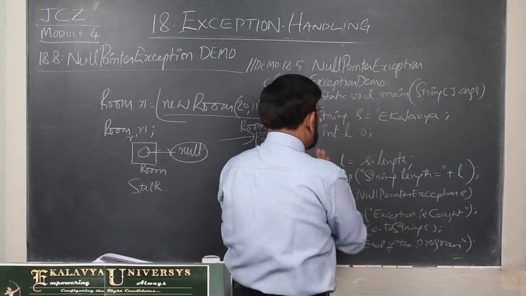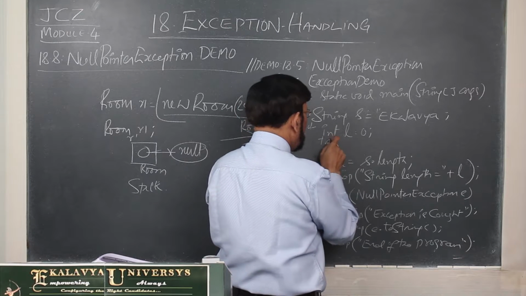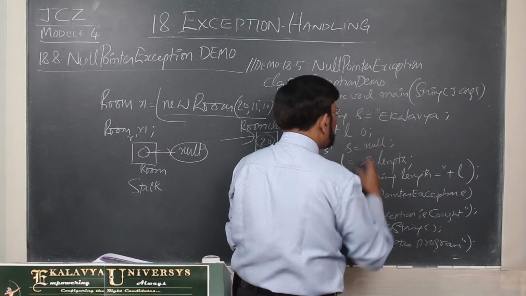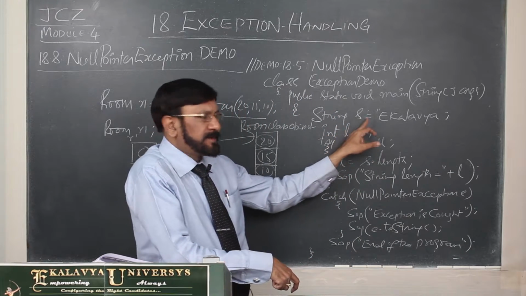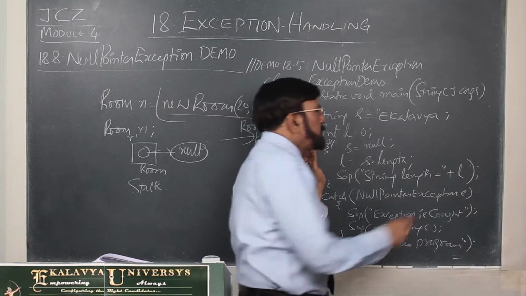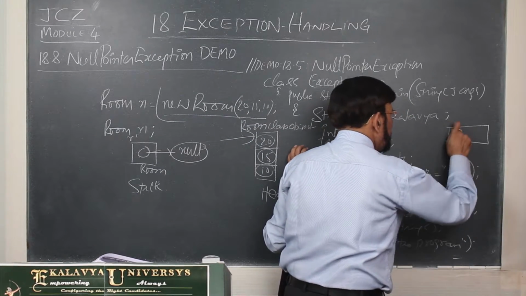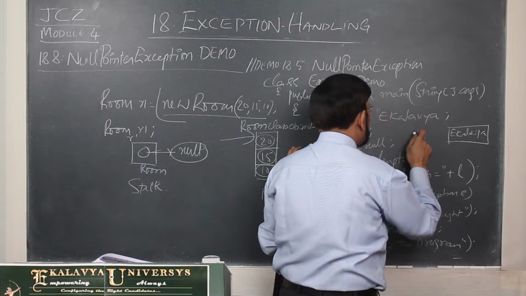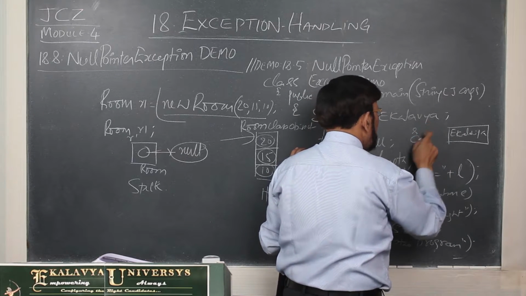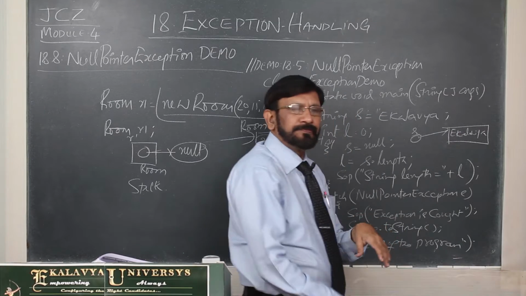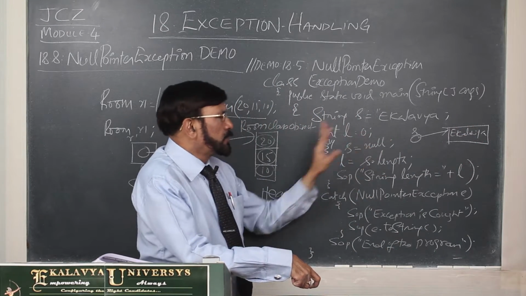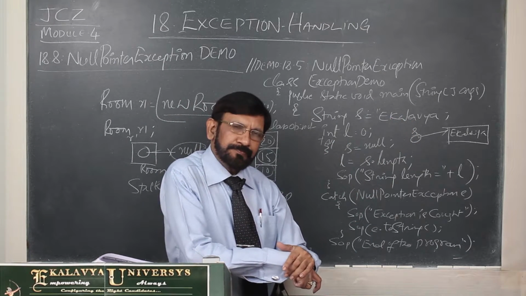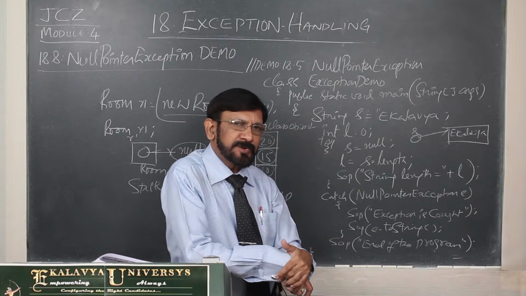Ekalavya. Here, what I am doing voluntarily, in order to show this thing, is assigning null. Originally, String S is Ekalavya. Just imagine it: this is Ekalavya, created in the string pool, and S is the reference. Now, L is equal to 0. We have created L for the sake of knowing the length of the string. Length means the number of characters in the string.